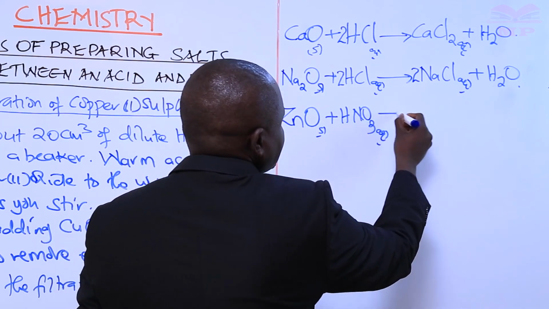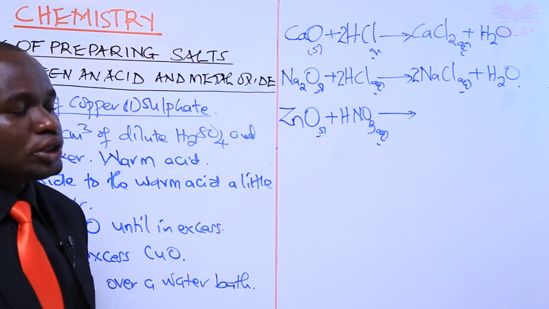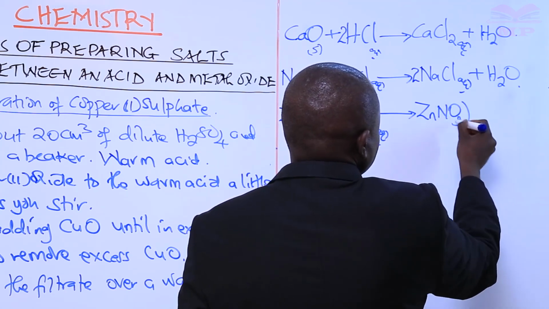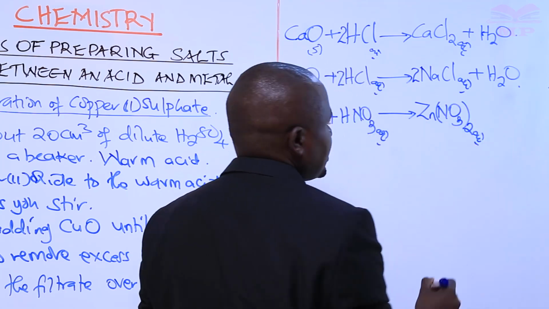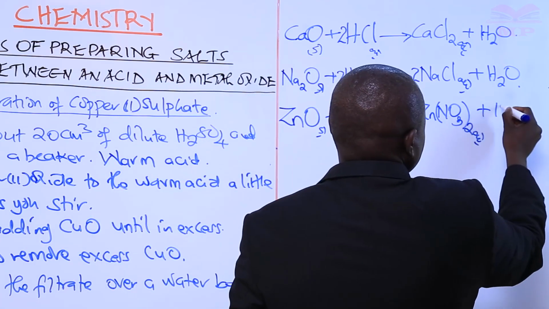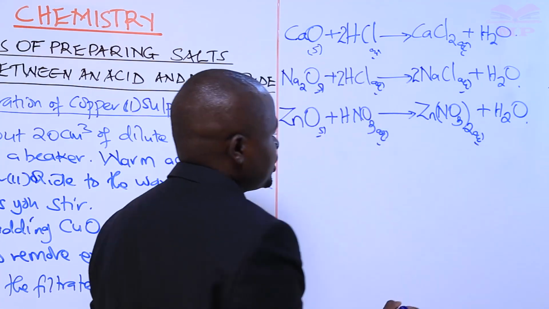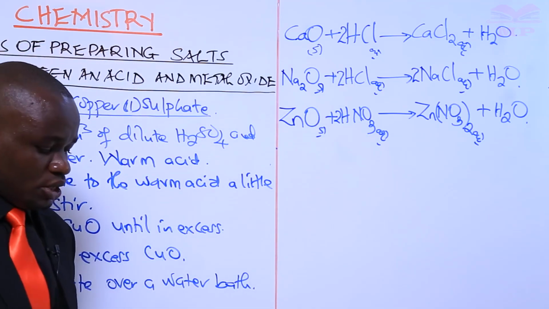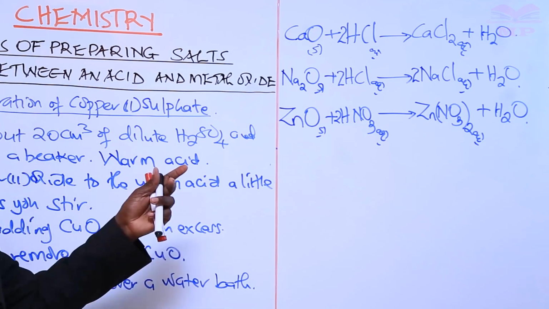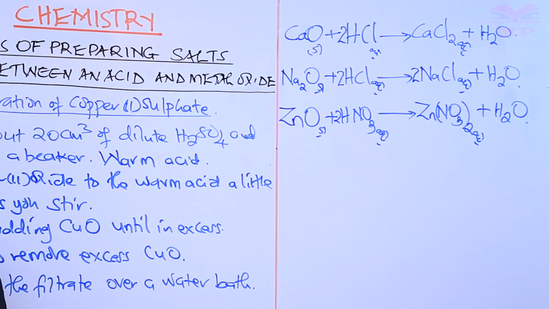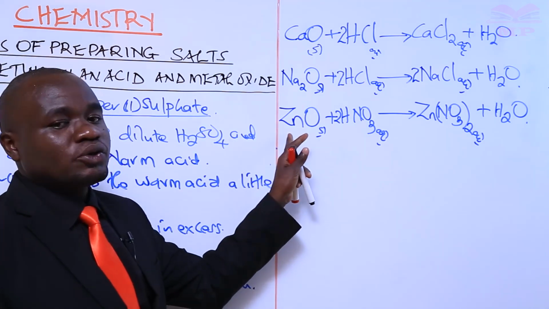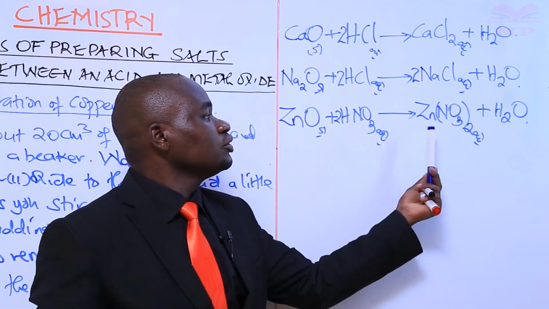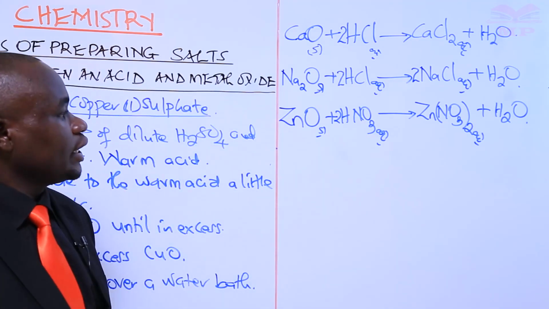As we can see there, our salt will be called zinc nitrate. Be careful with the valencies and water, and then you balance the way we have seen earlier. You put a 2 here and the equation will be balanced. So we are saying this: learn that salts can be prepared by reaction between a metal oxide and an acid. That will give you 2 products. You'll get a salt and hydrogen gas.